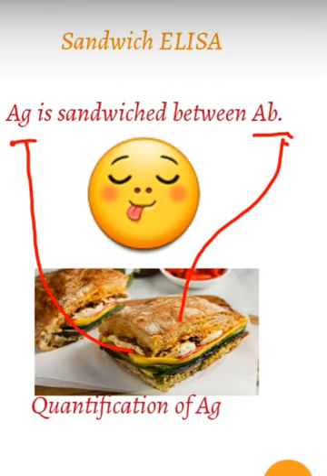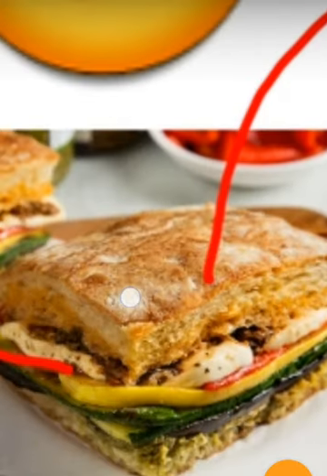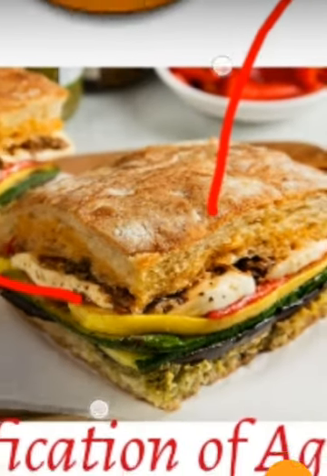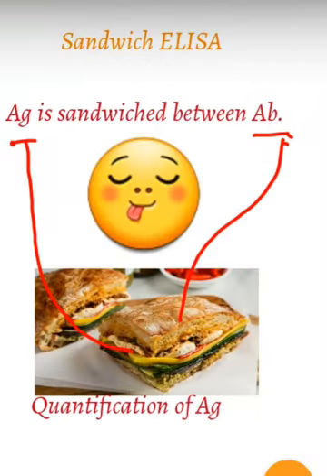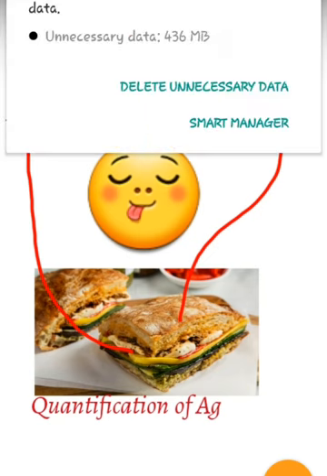The next ELISA is the yummy ELISA, meaning the sandwich ELISA. So we all love sandwich. Well, in sandwich ELISA we make a sandwich-like structure in the wells of the microtiter plate. Basically the antigen is sandwiched between two antibodies. Let's suppose these slices are the two antibodies, and this cheese and these vegetables are the antigens that have been sandwiched between these two antibodies.